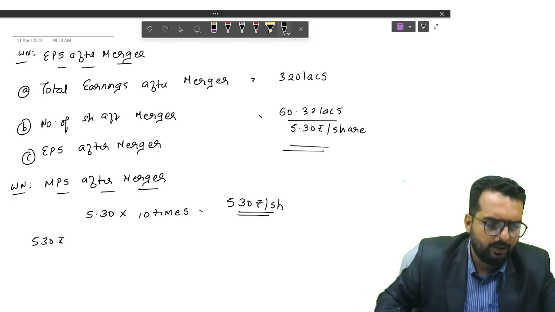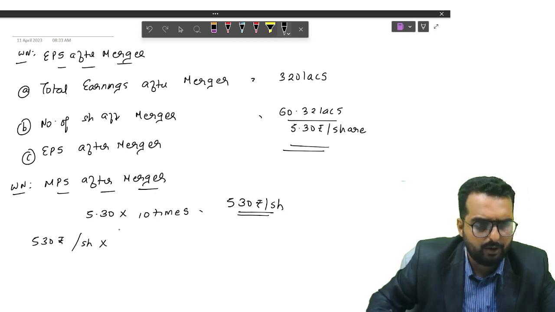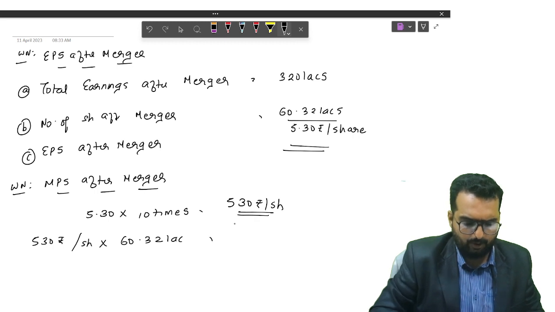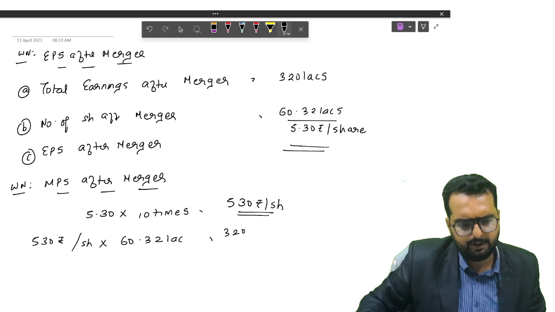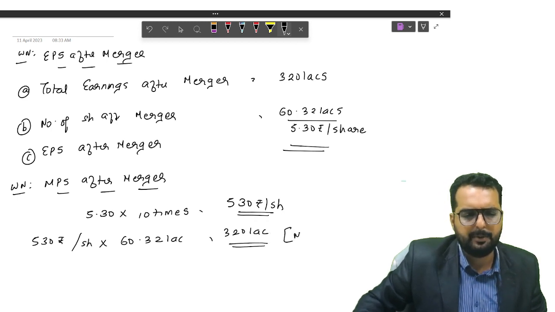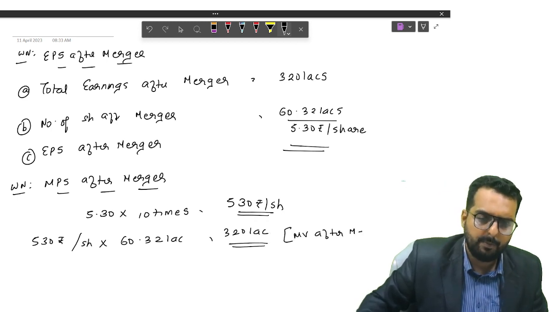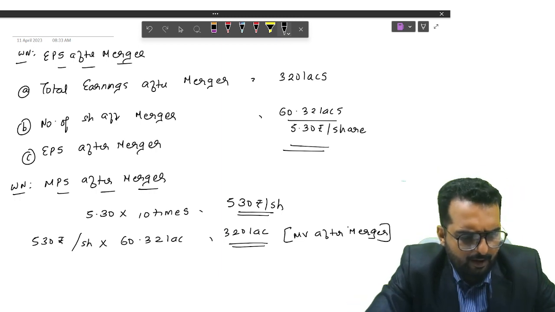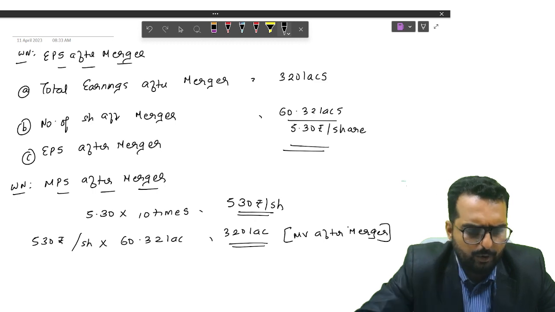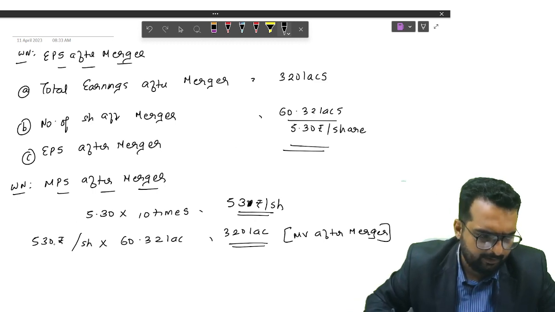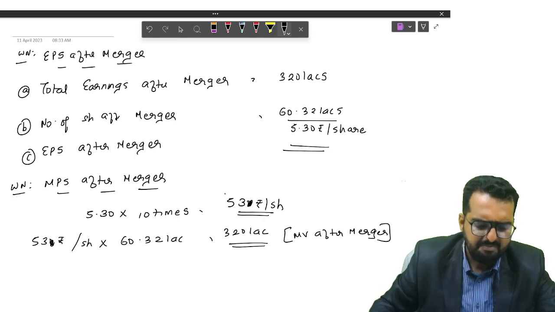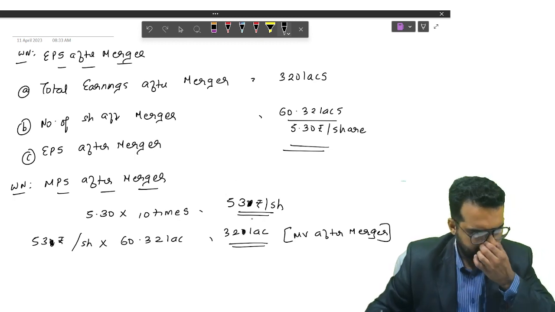Alright. 530 rupees per share multiplied by total number of shares, 60.32 lakh shares, will give you the market value also after merger. That will turn out to be how much? That will be around 320 lakh. This will be your market value after merger. Have I made some mistake here? Oh yes, it will be 53. Correct. 53 rupees. Correct. Okay. So it's 53 into 60.32 will give you, I think, 32 lakhs.